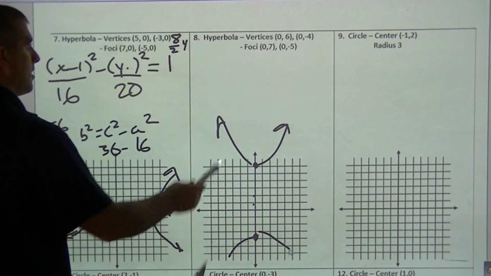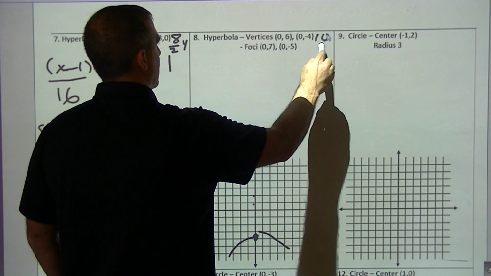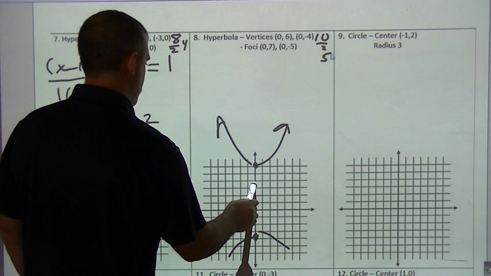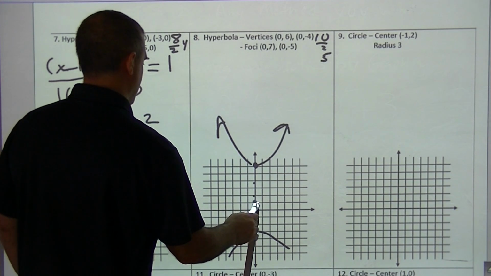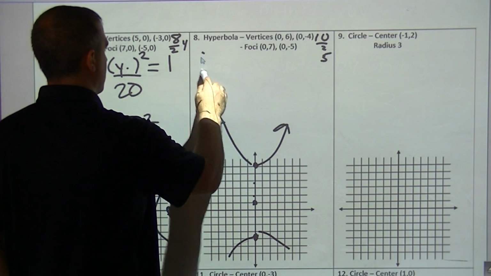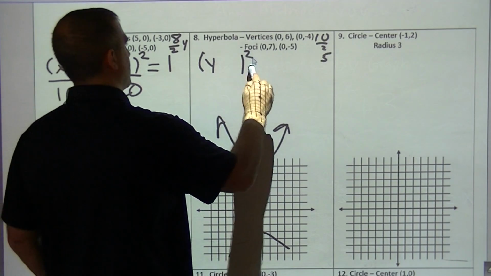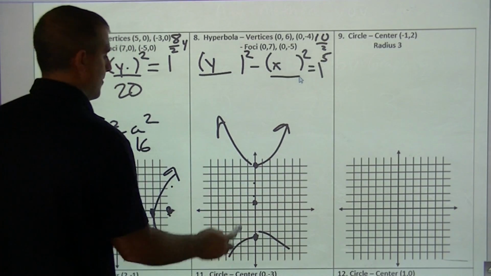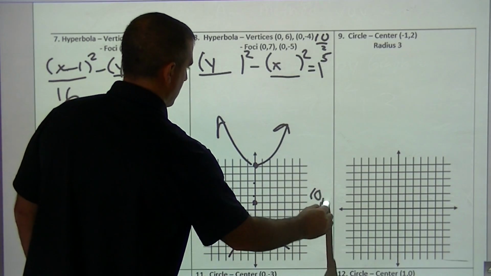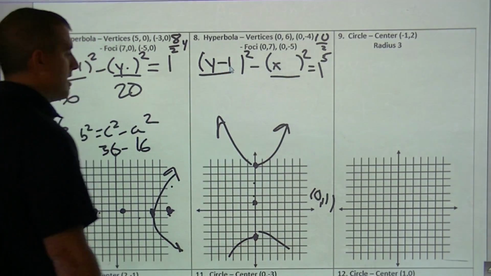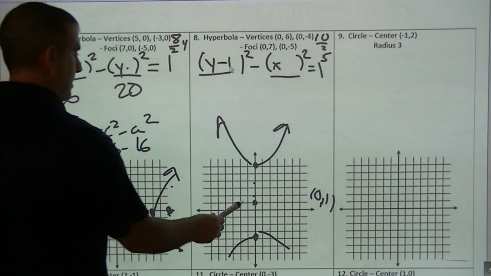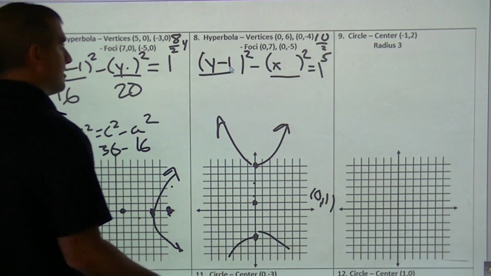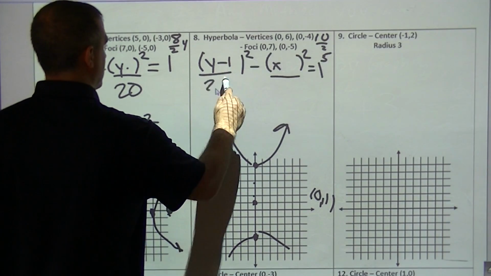Now, this would be 10 spaces, divided by 2, that'd be 5 spaces to the center: 1, 2, 3, 4, and 5. So my center's at 0, 1. Now, the y is going to be first in this case. My center's at 0, 1, so the 1's going to come in here, and there's going to be nothing in there. I'm going to count up. We counted 1, 2, 3, 4, and 5 spaces to that, which would make that 25.